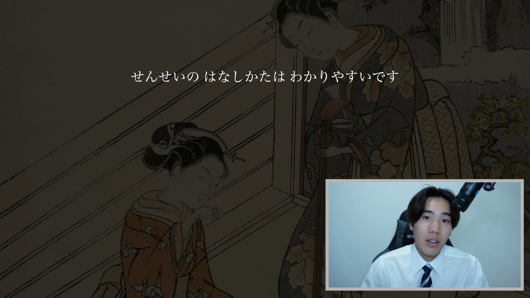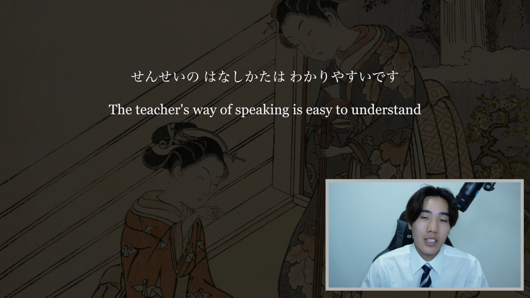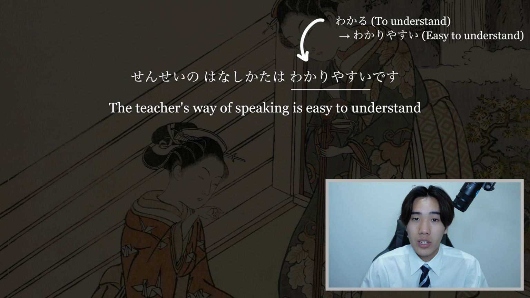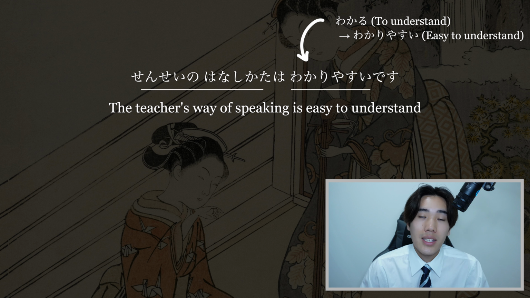先生の話し方はわかりやすいです. In this sentence, we're modifying the verb わかる, which is to understand. And we're saying it is easy to understand. So it becomes わかりやすい. And what is easy to understand? 先生の話し方, which is the teacher's way of speaking. So we're saying the teacher's way of speaking is easy to understand.